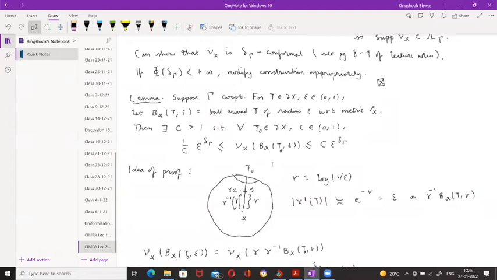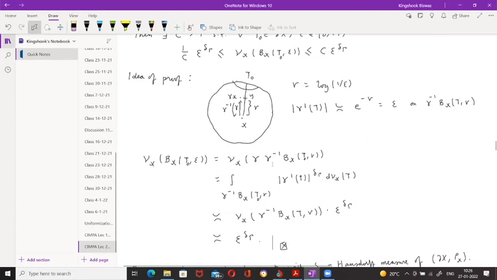I'll just give you the idea of the proof. The proof is in the notes, but here I'm just giving you a sketch. Suppose xi naught is the center of your visual ball and epsilon is the radius. You let R be log 1 over epsilon, which is some positive number. Now you move up a distance R along the geodesic from X to xi naught, to a point Y.